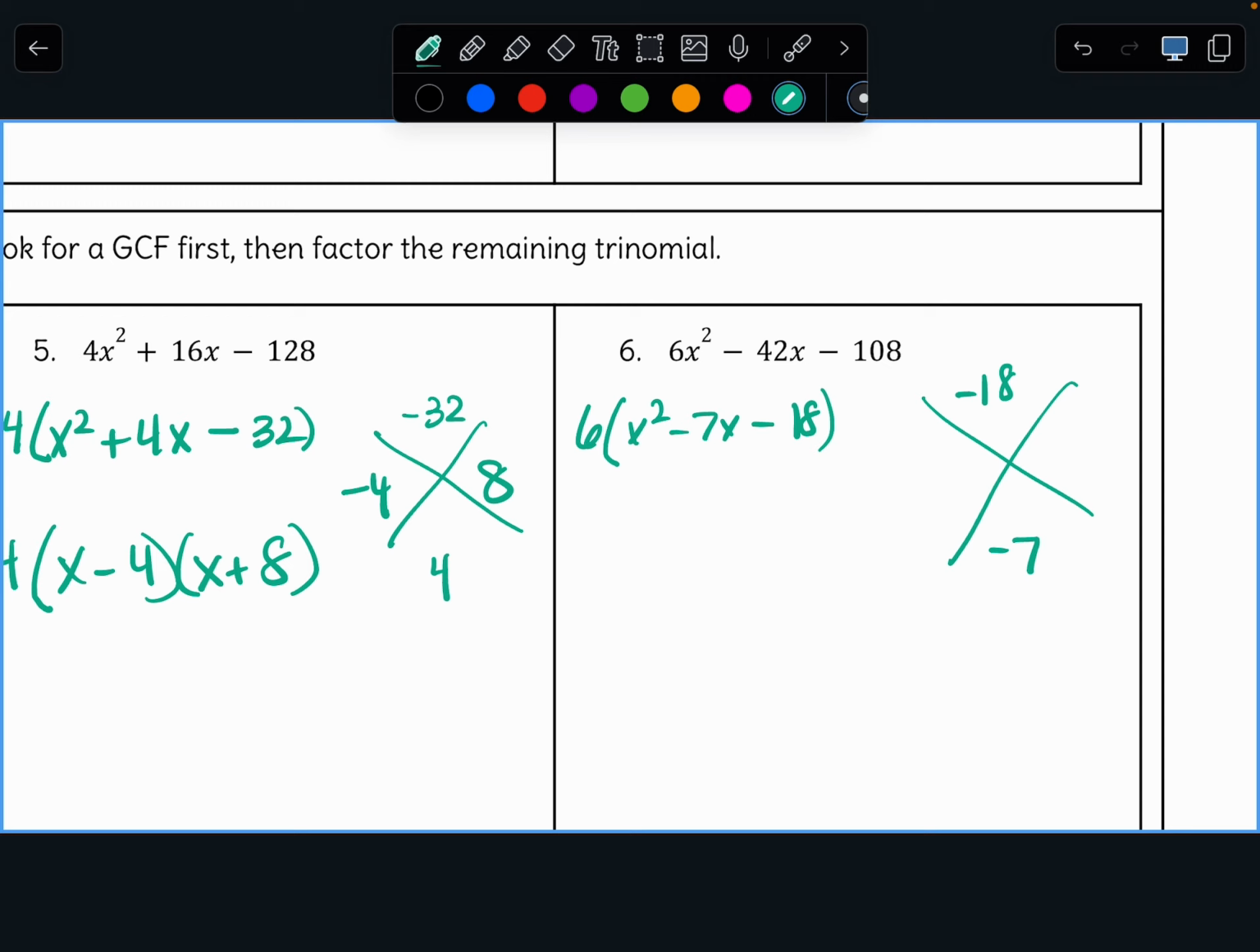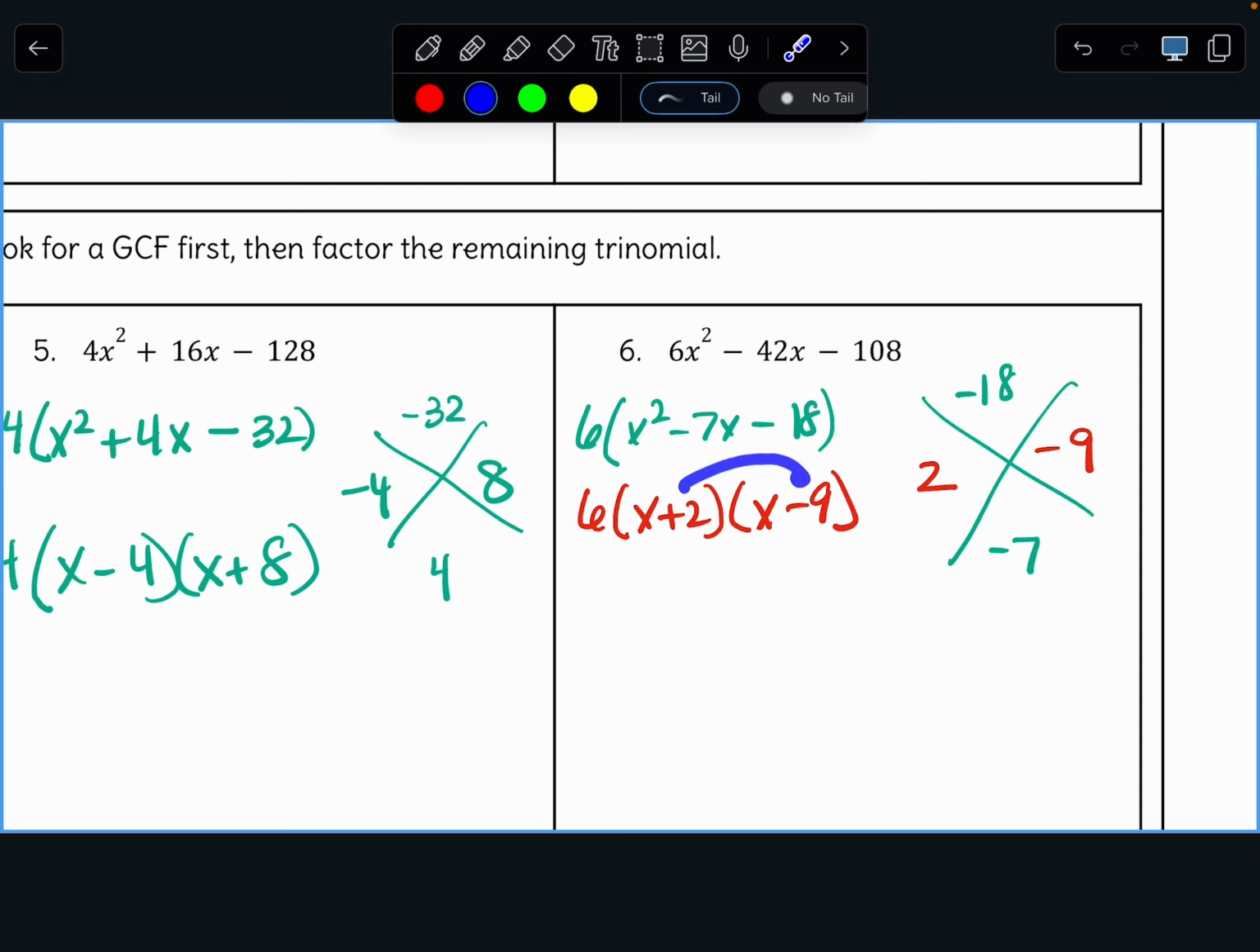What's that going to be? That's going to be positive 2 and negative 9. So I have 6 times x plus 2, x minus 9. Because when I add, negative 9 plus 2 is negative 7, and when I multiply, 2 times a negative 9 is negative 18.